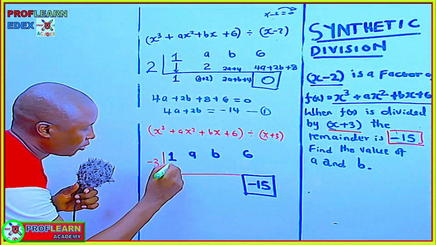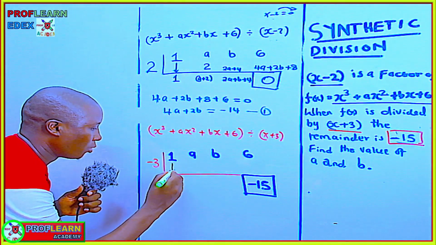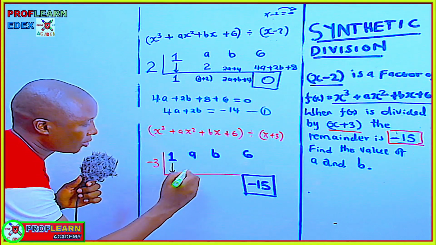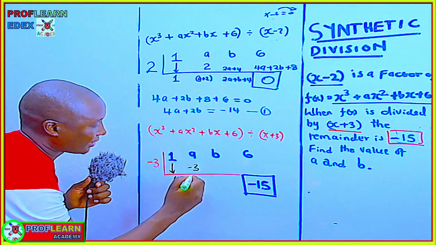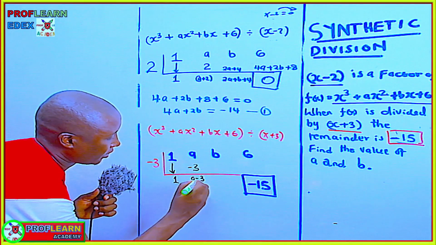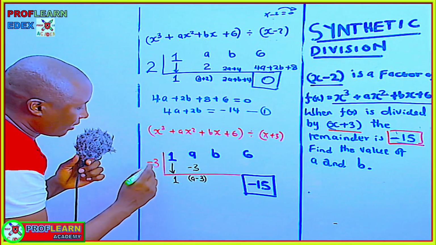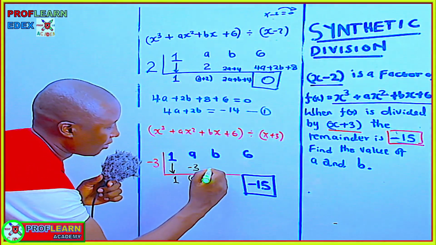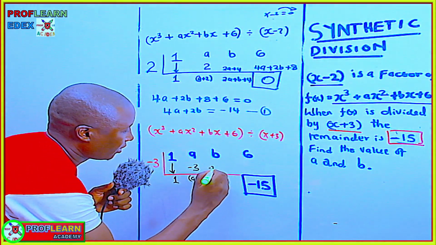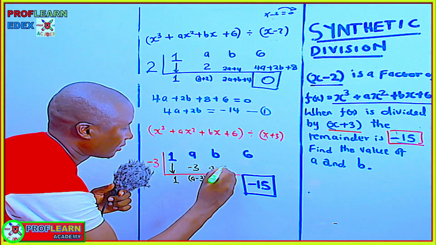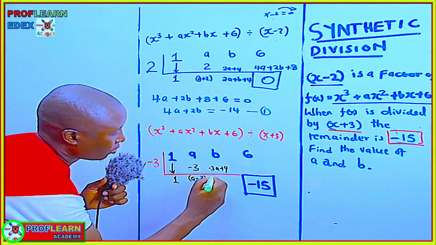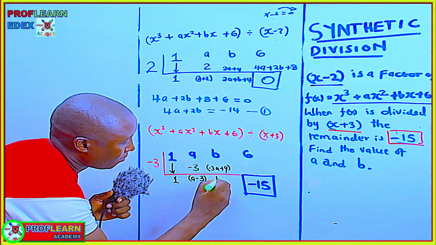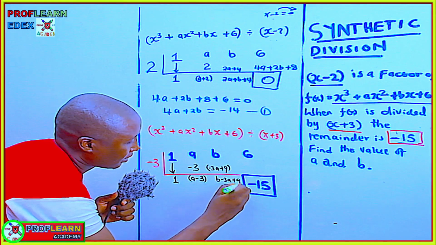We are going to take, using synthetic division, you are going to pull this number down. You write 1 here. Negative 3 times 1, it will be negative 3. A plus negative 3, it will be a minus 3. Right? Then, to get this number here, we are going to say negative 3 times this. This is going to be negative 3a plus 9. Then if you add these two numbers, b plus this expression that we have here, we are going to have b minus 3a plus 9.